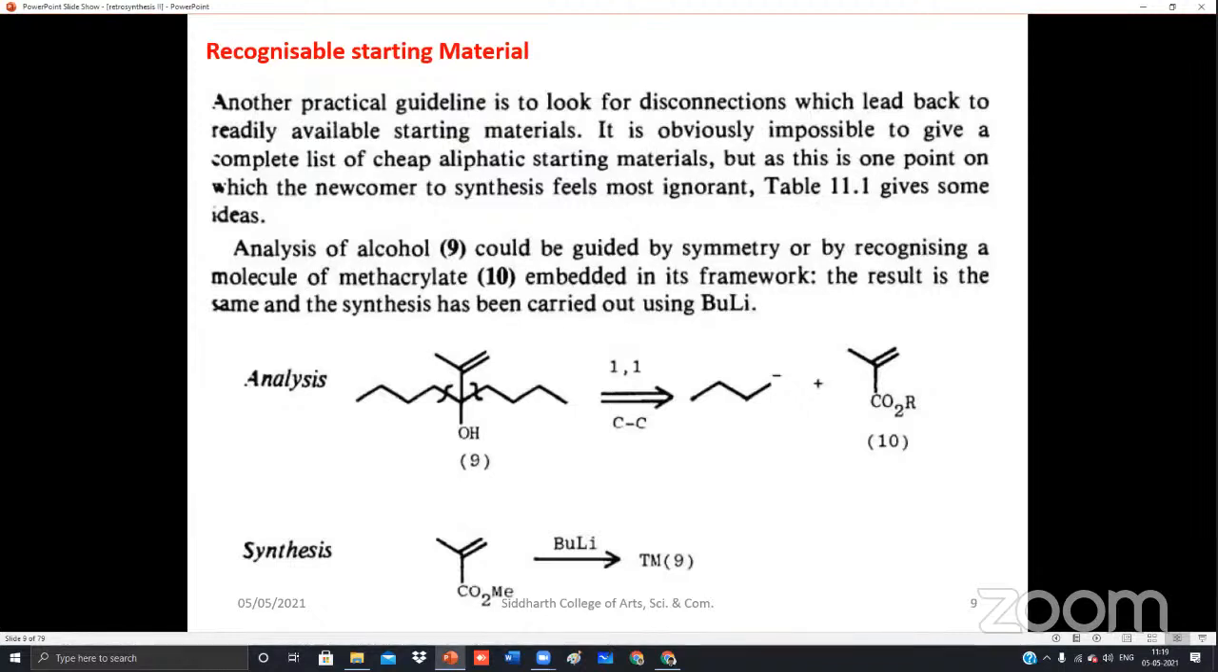Now, a number of times we just waste our energy on synthesizing material which is easily available in the market. Okay, suppose look at here, this is the molecule you are targeting. Now this molecule looks very huge, but there is a symmetry. So this point and this point have a symmetry. Now if I disconnect over here, as I told you, this may be the part of your Grignard reagent. So this Grignard reagent is added twice.